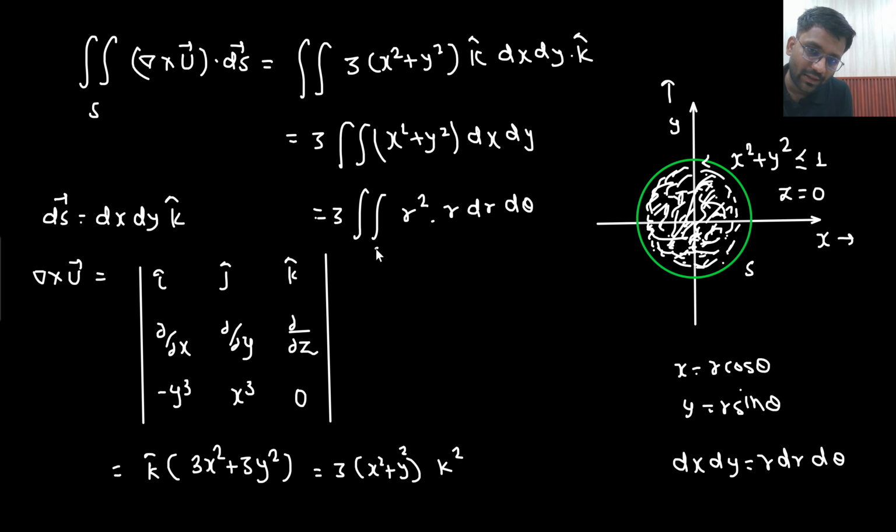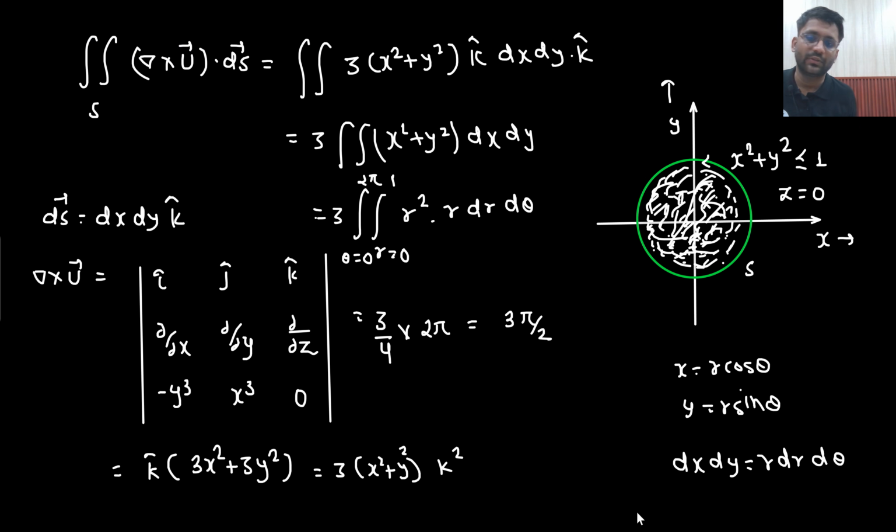And what is the limit of r? The limit of r will be from 0 to 1. And what is the limit of theta? Limit of theta is from 0 to 2 pi. So 3 r to the power 3 will become r to the power 4 by 4. So 3 by 4 into 2 pi. What is the answer you are getting? 3 pi by 2.